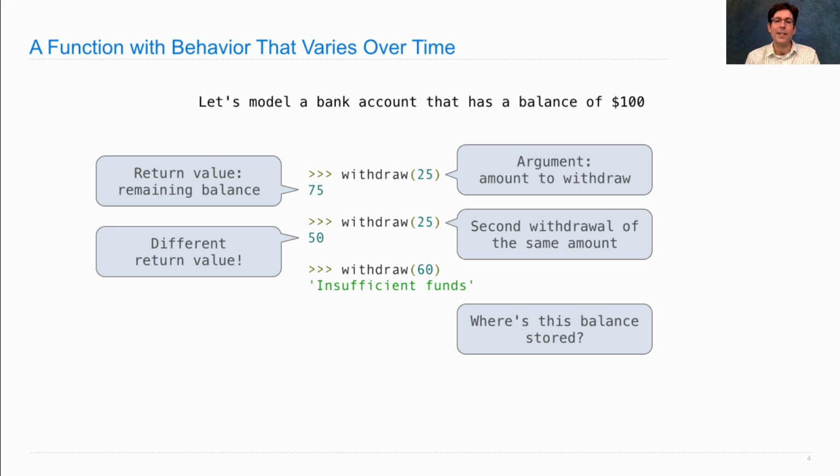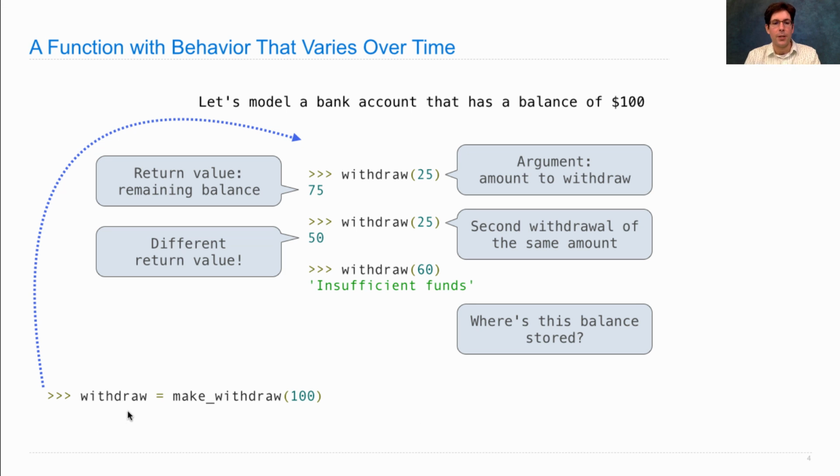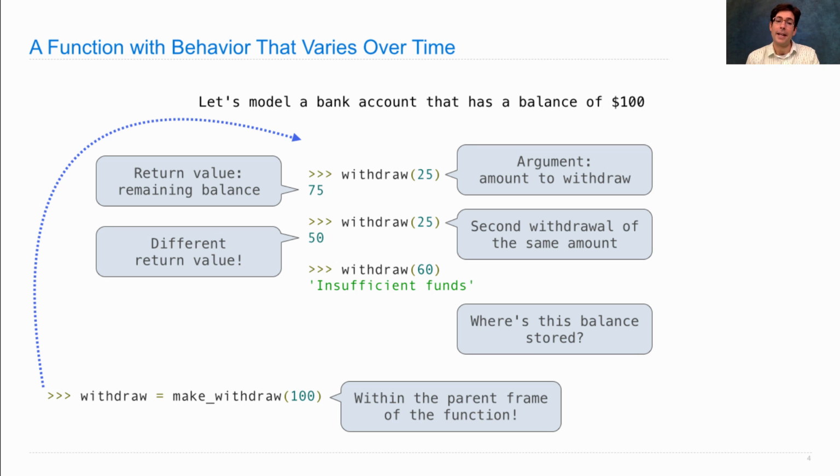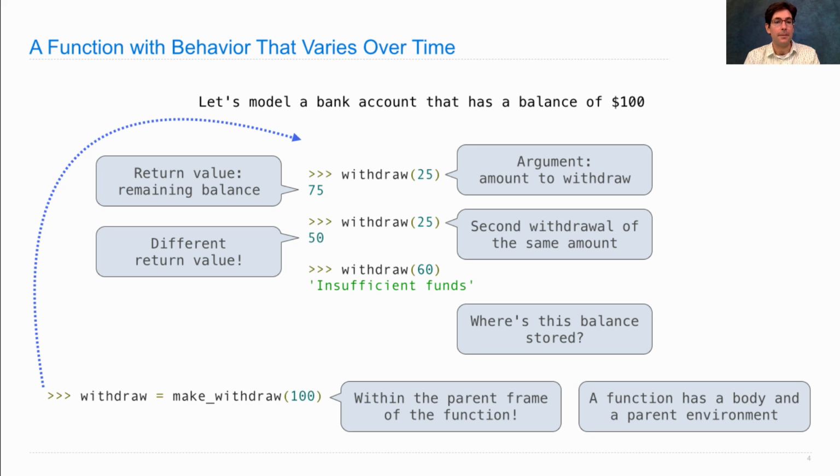So the question is, where is this balance stored? And it's going to be within the function. So the way we do this is that we create a new function using a higher order function called makeWithdraw, which takes the initial balance. And we would have to have done that before we made all these calls to withdraw. Now, withdraw is a function that has a parent frame, the makeWithdraw frame, and that is where the data will live that records the balance of the bank account that is modeled by the withdraw function.